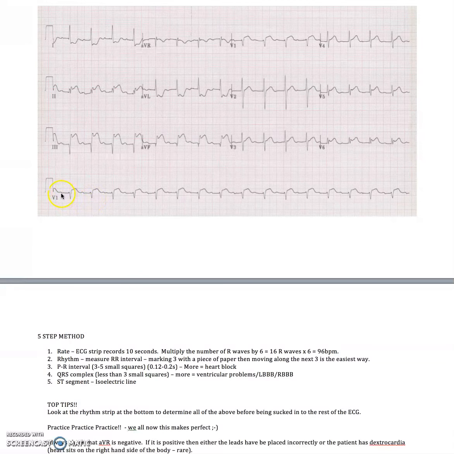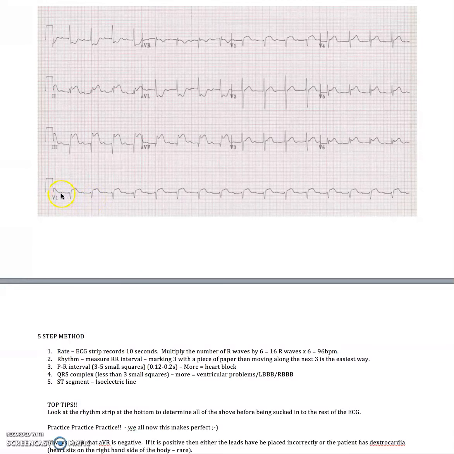And once you've had a look at a lot of ECGs, you do get a feel for roughly how fast they are just by looking at them. It just comes with experience. Okay, so now we've calculated our rate. Now we need to work out our rhythm. Is it regular? Is it irregular?